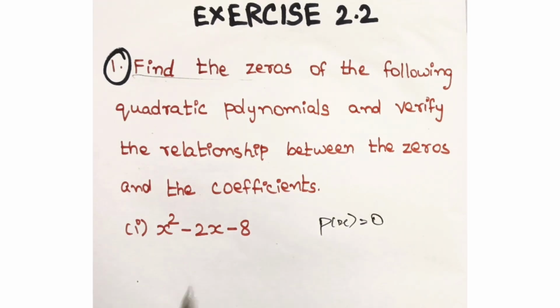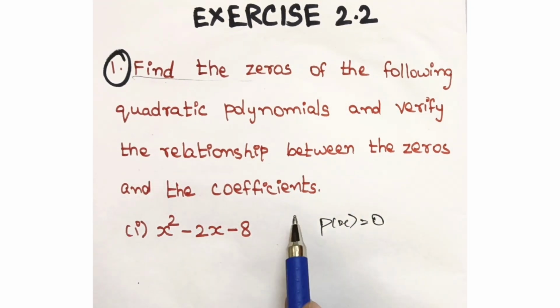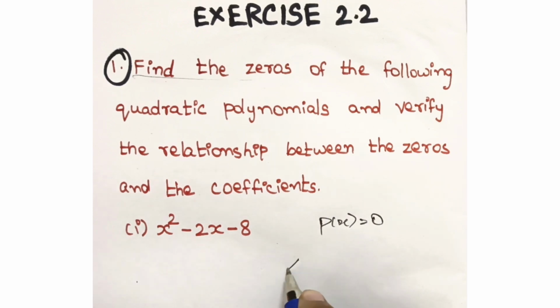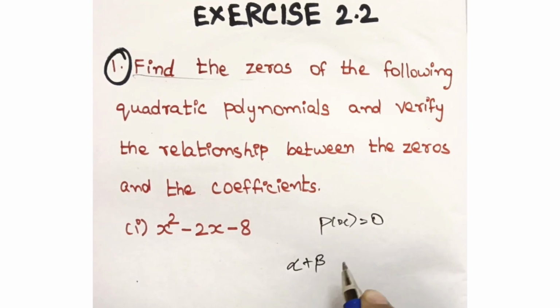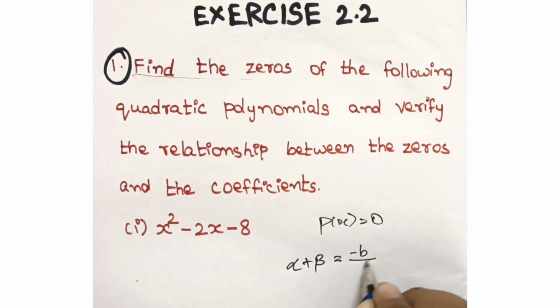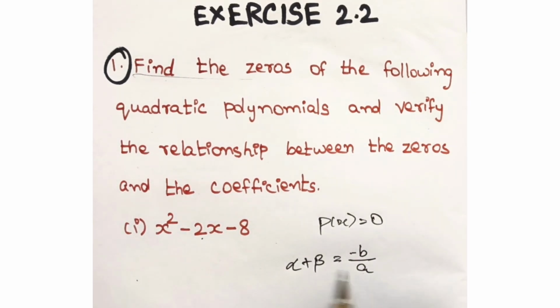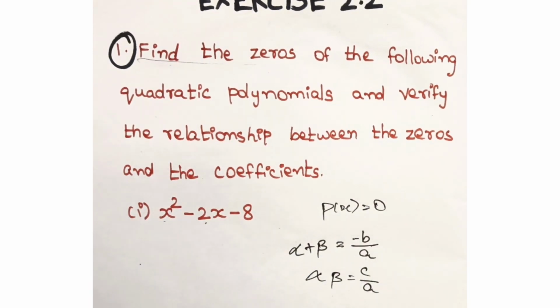Already I explained the topic, the relationship between the zeros and the coefficients. Go on and refer to it. So what is the sum of the roots? Alpha plus beta, the two roots, alpha plus beta equal to minus b by a. Minus b is the coefficient of x and a is the coefficient of x square. The product of the roots, alpha beta, equal to c by a. C is the constant term and a is the coefficient of x square.